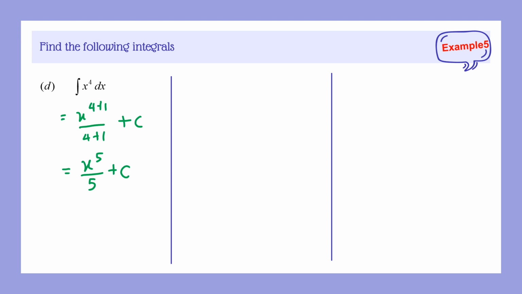c. And then for question E, integrate 1 over x cubed dx. For this question, we can simplify it into the easiest form to integrate. So we change integrate 1 over x cubed dx to integrate x to the power of negative 3 dx.